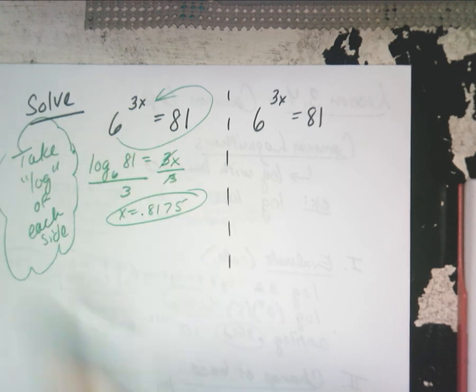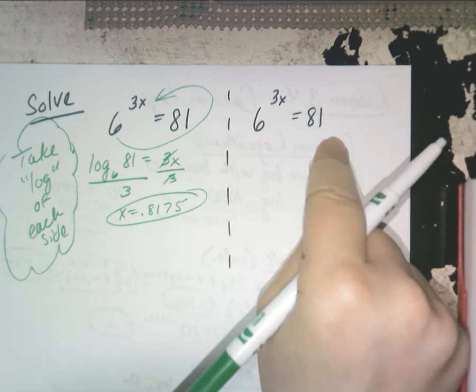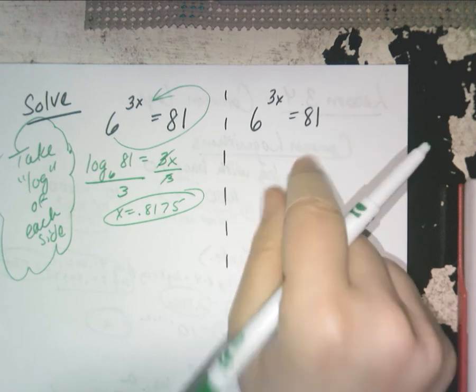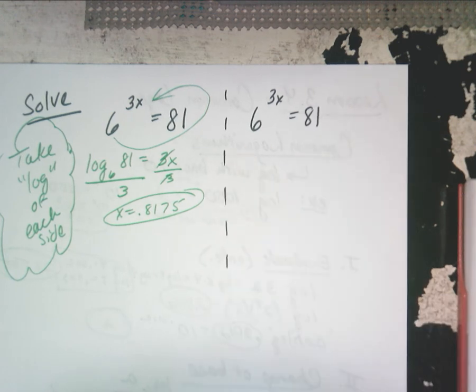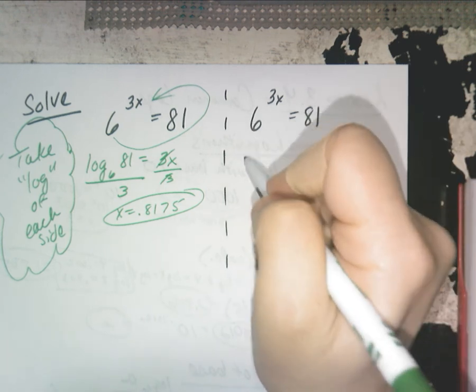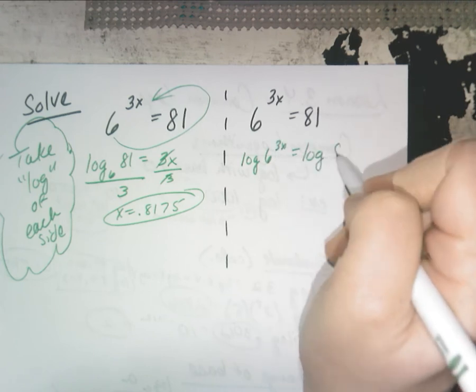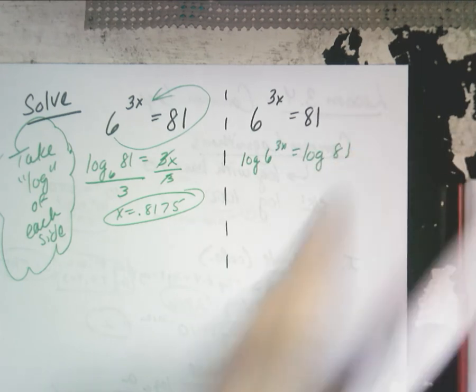Am I allowed to take a log of each side? You sure are. You could do whatever you want. You could add 5. You could square this, square that. You could square root. You could do whatever operation you want to do, but we're going to just take the log. Why we're going to take the log, you're going to see. So what do I mean by take log? I mean write the word log in front of both things. Log 6 to the 3x, log 81.